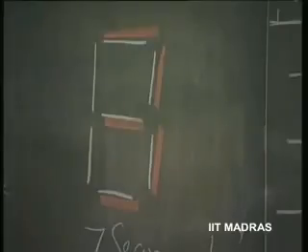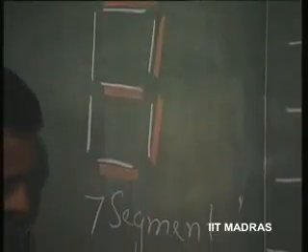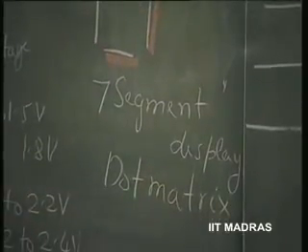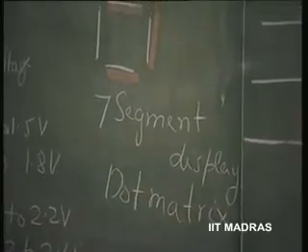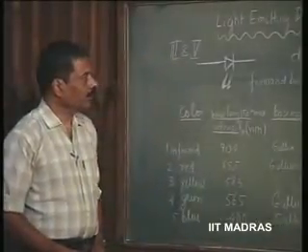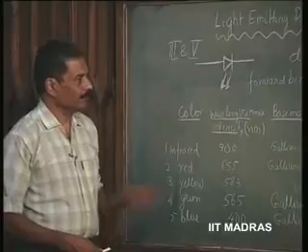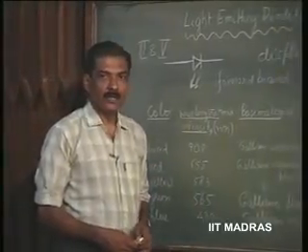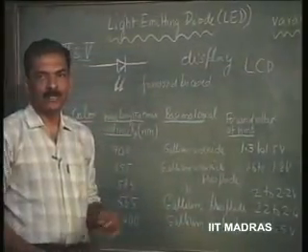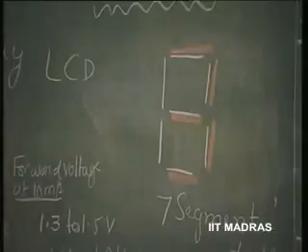Another display is called dot matrix, so that you can get both numbers as well as letters being displayed. So, this is the important application of LED, but slowly these displays are getting replaced by what are called LCDs. These have nothing to do with diodes. These are called liquid crystal displays.